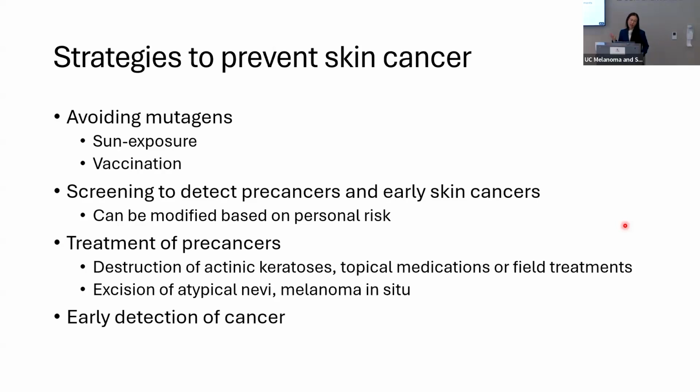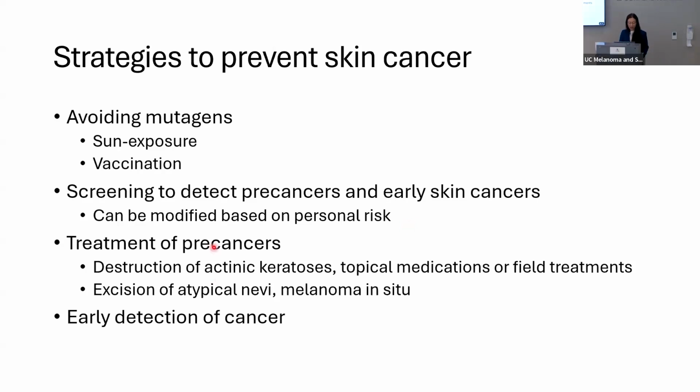So if you have a lot of atypical appearing nevi, each of those nevi has some risk of progressing to melanoma. If you have 200 nevi, you're at higher risk than a person that has 10 nevi. In addition, we know that there are germline alterations that can be associated with melanoma. So if you have one of these conditions, you may need closer screening.